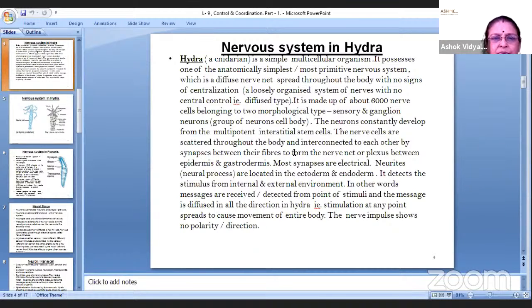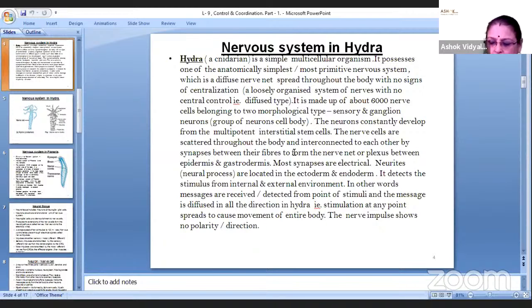In other words, simply to say, students, messages are received or detected from the point of stimuli, and the message is diffused in all directions in hydra. That is, stimulation at any point spreads to cause movement of the entire body. The nerve impulse shows no polarity or direction.